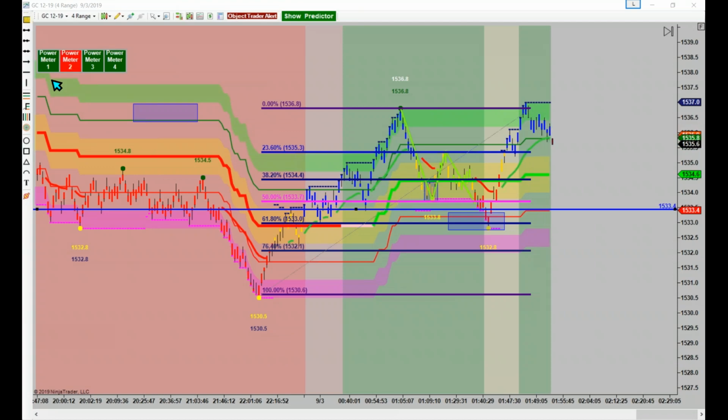Still good so far. There you got a red power meter on power meter 2. Let's see if we get 1-on-1. You're out.